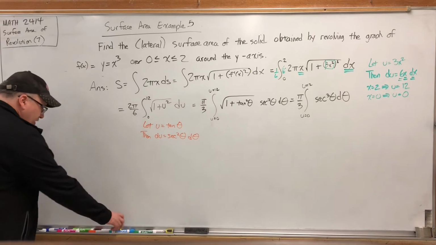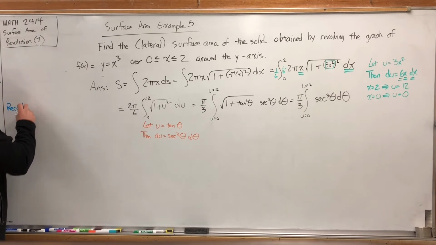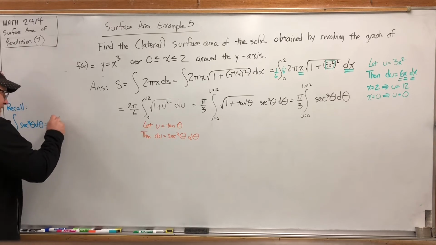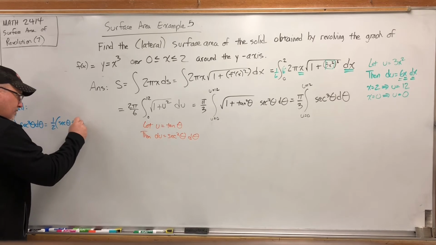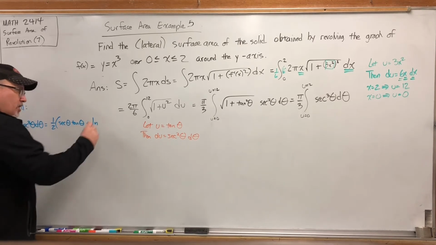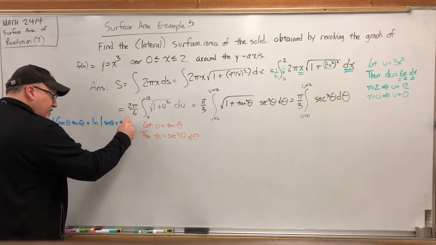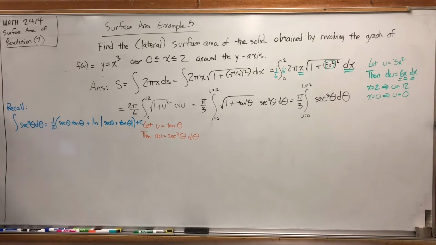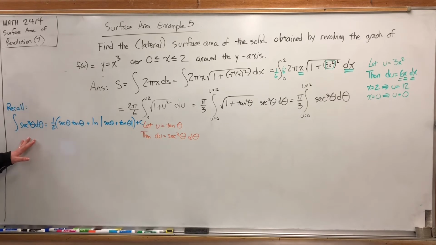All right, so over here, I'm just going to say recall that the integral of secant cubed theta d theta is 1/2 times the product of secant theta and tangent theta plus the natural log of the absolute value of secant theta plus tangent theta. Kind of running into room over here, running into stuff over there. And again, that can be obtained by doing an integration by parts on secant cubed.